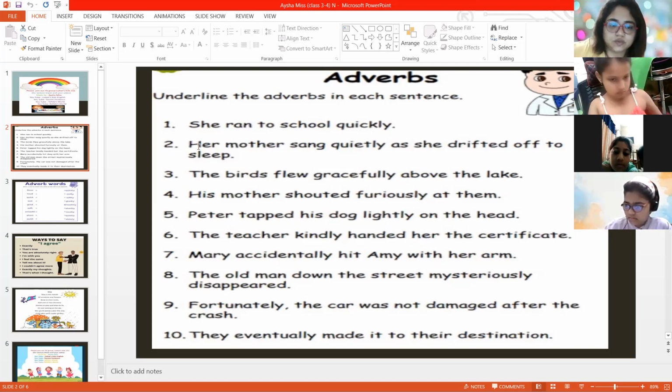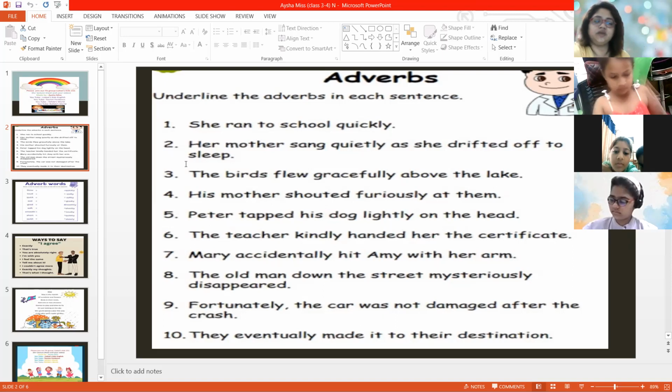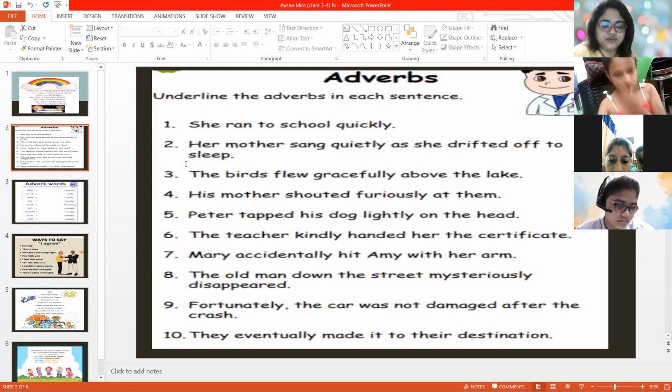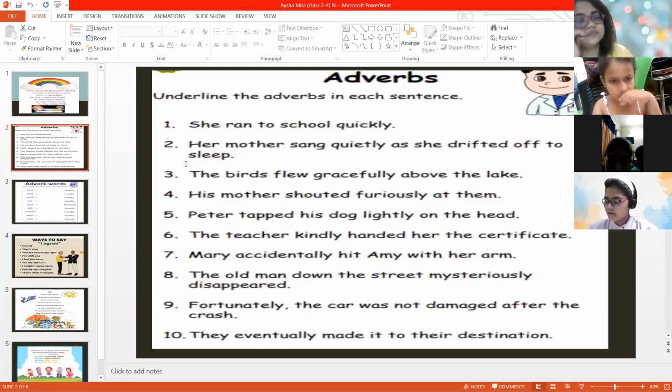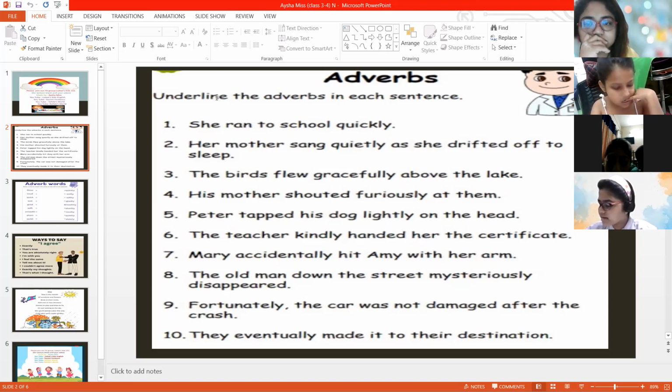Okay. So first, Chiboshi will say me 1, 2, 3, 4. 1. She ran to school quickly. Verb ran, adverb quickly. Her mother sang quietly as she drifted off to sleep. Verb sang, adverb quietly. The birds flew gracefully. Verb flew, adverb gracefully. His mother shouted furiously at them. Verb shouted, adverb furiously. Okay, now Grace will say 5, 6, 7.